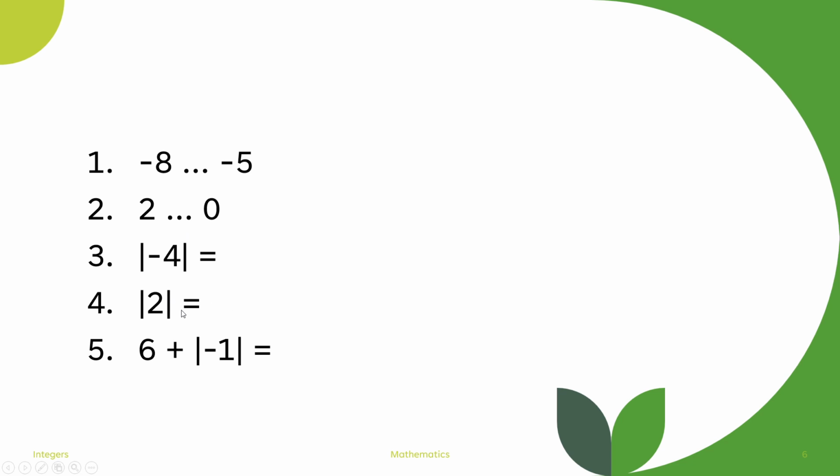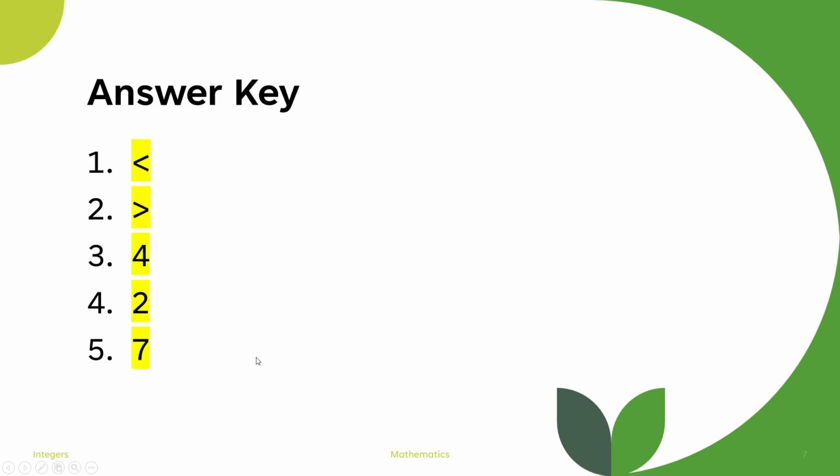And here the fifth one, we have an addition sign with absolute values. The first thing to calculate this addition sentence is to find the absolute value of negative 1. The absolute value of -1 is +1. Then you have to add 6 plus 1 equals 7. Here we have the answer key.